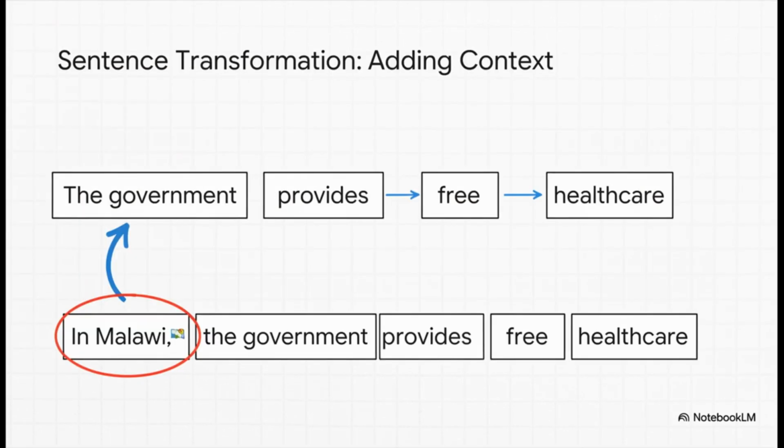Now, there is one little exception to watch out for. Sometimes, especially when you're talking about a place, this extra info can actually go right at the start of the sentence. The absolute key here is to remember that comma right after it. So, in Malawi, the government provides free healthcare.